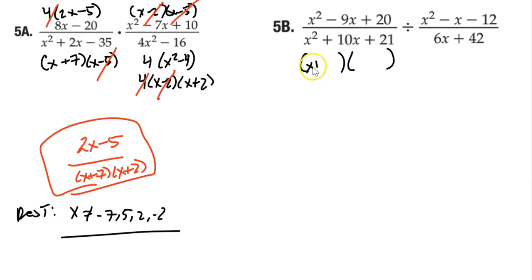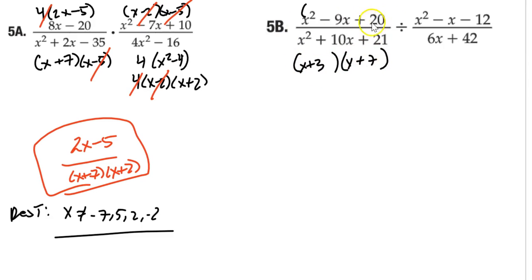So 3 and 7. Right, it's an easy one. They're all plus, so you know it's 3 and 7. Up here, you have to find two numbers that multiply to get 20, but add to get negative 9. So again, notice same sign, but a negative, so both negative. 5 and 4. x minus 5, x minus 4.